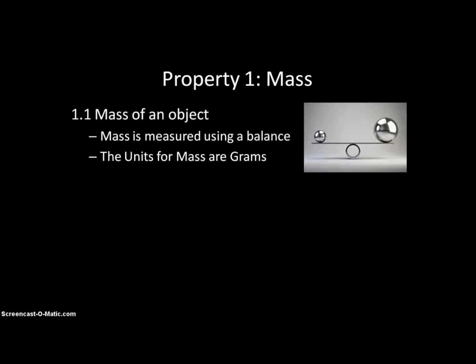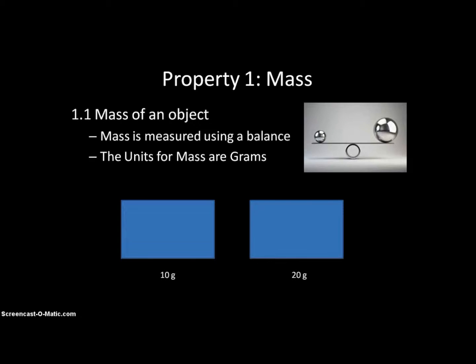The units that we measure those in are grams and often milligrams. As you can see below, we have two rectangles that both appear to have the same amount of volume, but they're labeled 10 grams and 20 grams. So they can appear to be the same, but they can have a different amount of matter inside of them. So the one labeled 20 grams we know has more matter inside of it than the one labeled 10 grams.